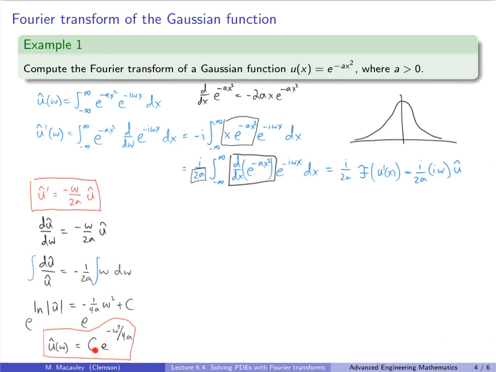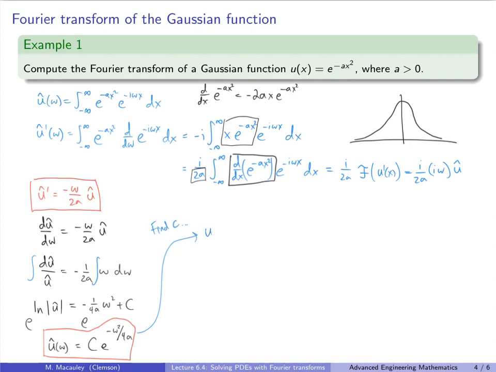Well, it's not quite good enough, because what's our constant? Unlike with differential equations, we need a single answer here, not just an infinite family. That's not going to do. So we have to figure out what the constant is. So let's find c. To do that, let's plug in 0 for omega.